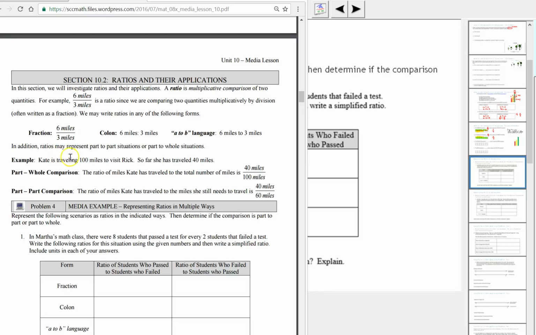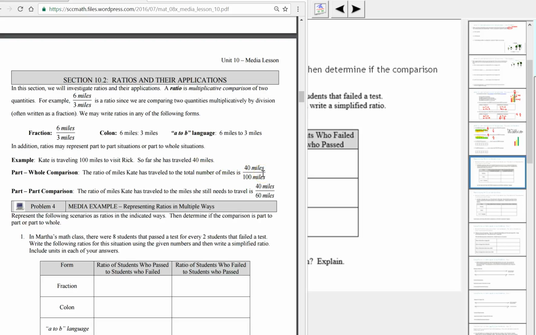So I use the example, Kate is traveling 100 miles to visit Rick. So far she's traveled 40 miles. Okay, so the ratio of miles Kate has traveled to the total number of miles is 40 miles over 100 miles. And I talk a lot about the keywords here. So blank to blank, that's the A to B language that typically shows up in word problems, or A for every B. So the first number, miles Kate has traveled, is our numerator, and the bottom number is total number of miles.